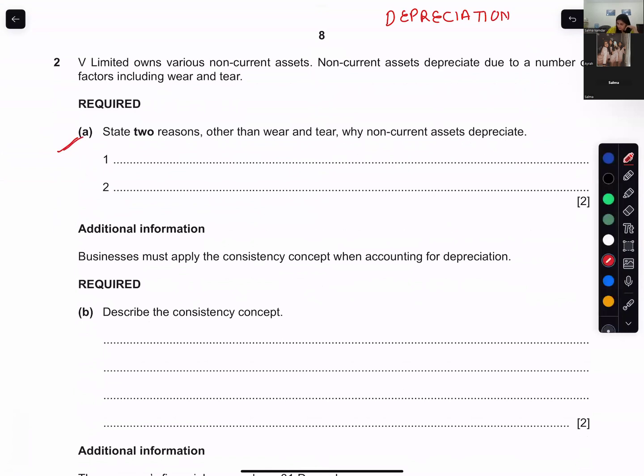V Limited owns various non-current assets. Non-current assets depreciate due to a number of factors, including wear and tear. State two reasons other than wear and tear why non-current assets depreciate. Why do they depreciate? Economic factors and technological changes. Okay, read ahead.